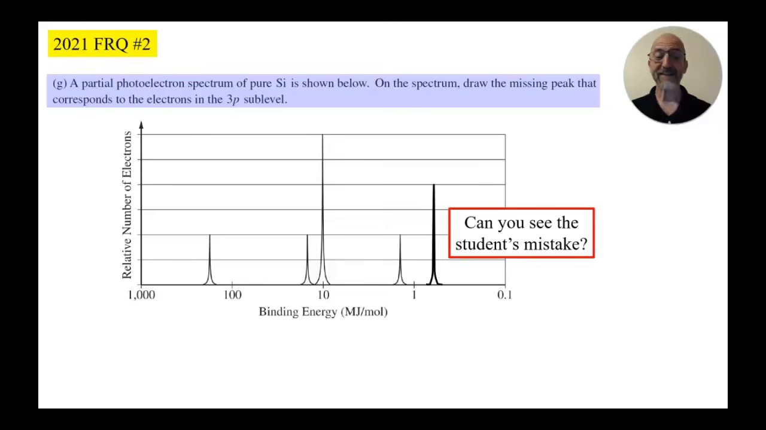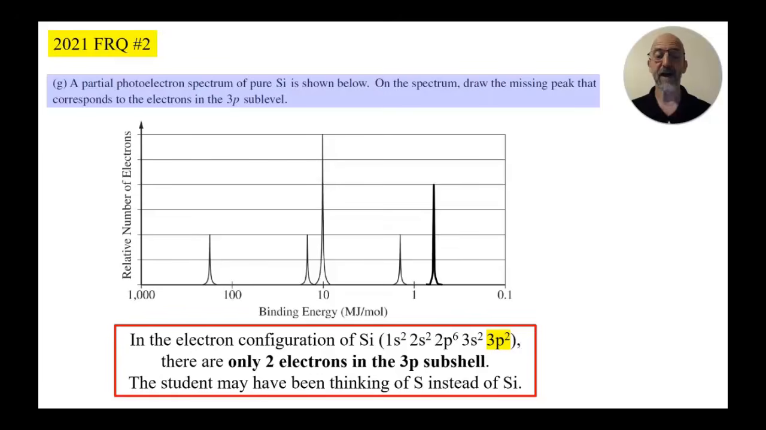Well, if you can't see the student's mistake, it turns out that what they wrote was 1s2, 2s2, 2p6, 3s2, and then finally 3p, they wrote 3p4. Now, the electron configuration of silicon, which has 14 electrons, would stop at 3p2. So they drew that peak too high. They might have been thinking of sulfur instead of silicon, or just not paying attention.